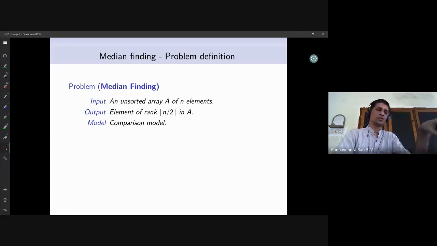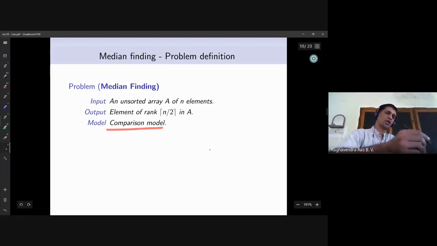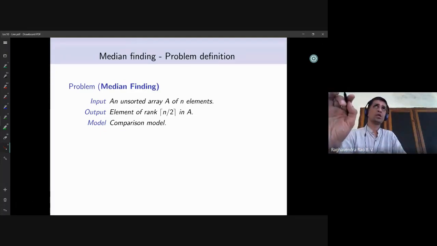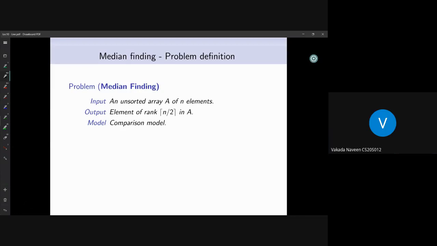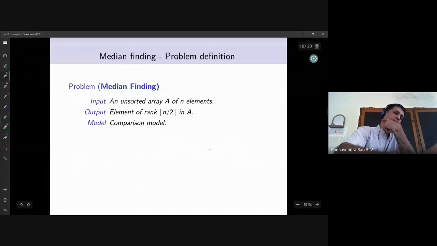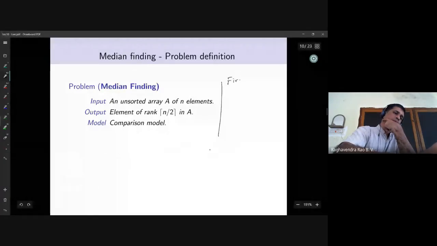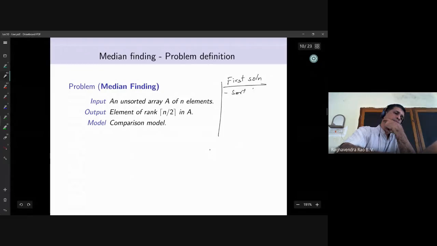Similarly for this, we are again considering the comparison model. Given that the algorithm does not know what the values are, we can always imagine that our array is from 1 to n, if it helps. So what is the straightforward algorithm? What will be your first solution? Sort the elements and output the middle. So first solution: sort the array, output the middle element.